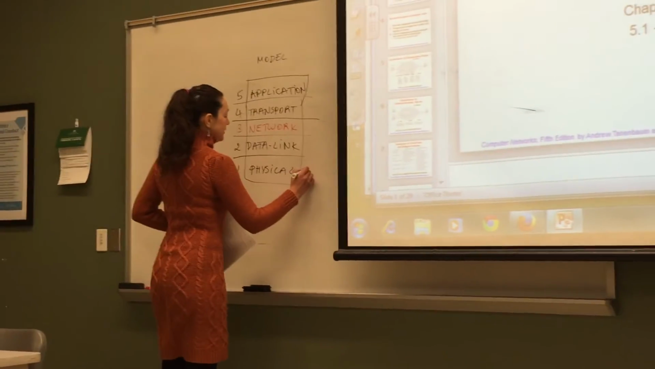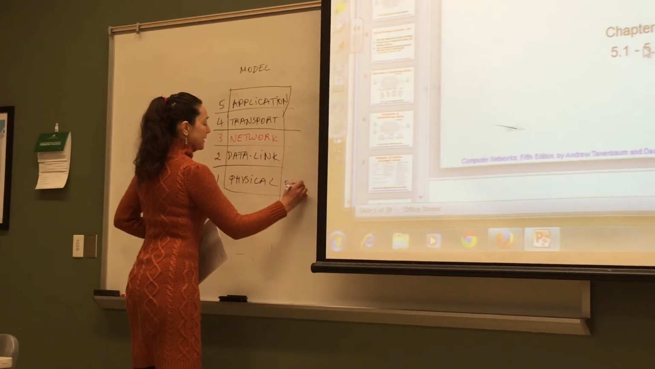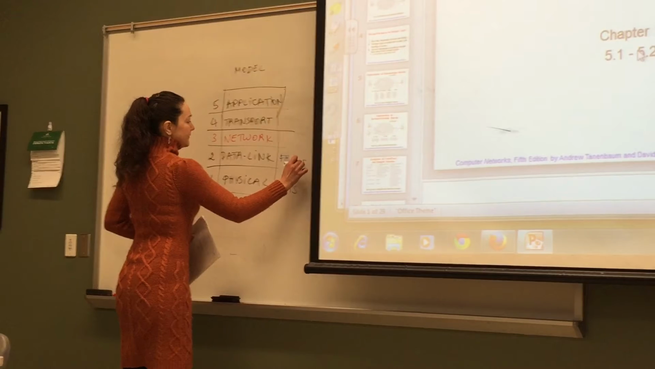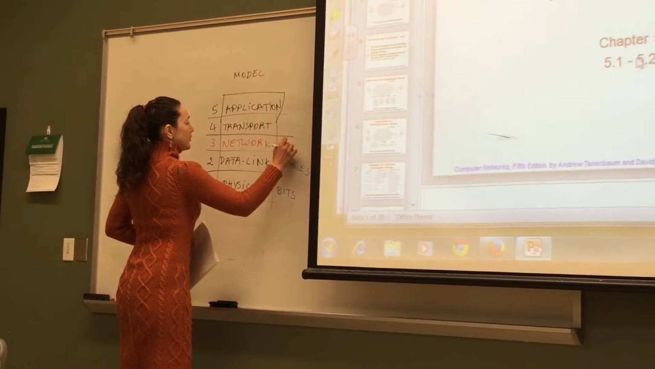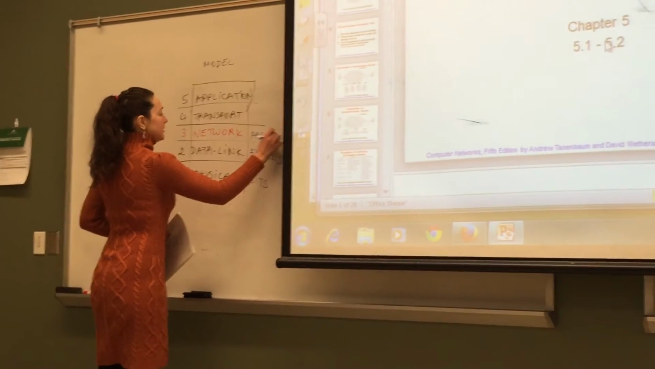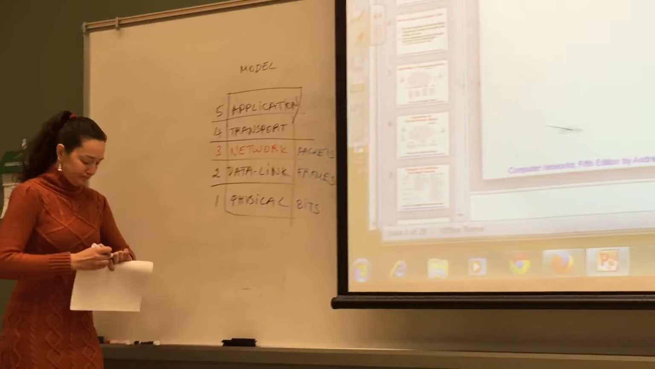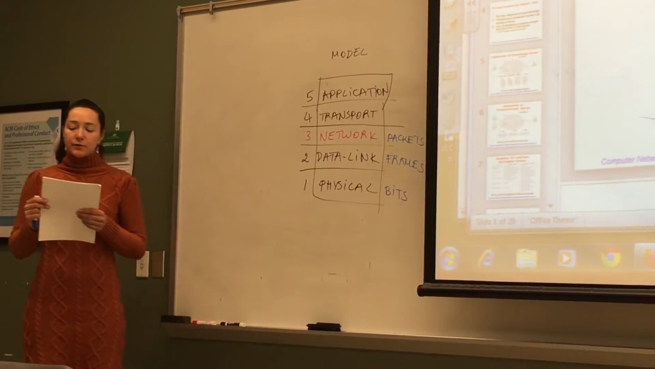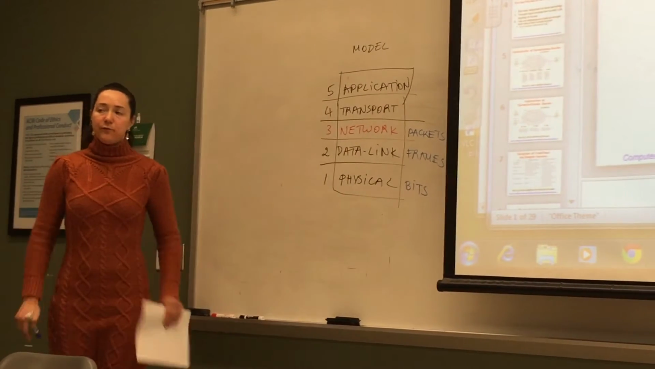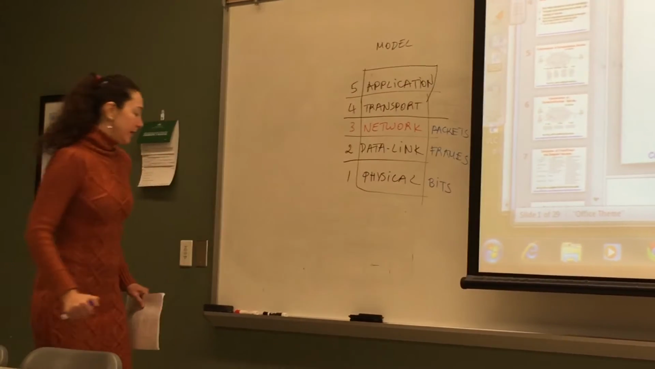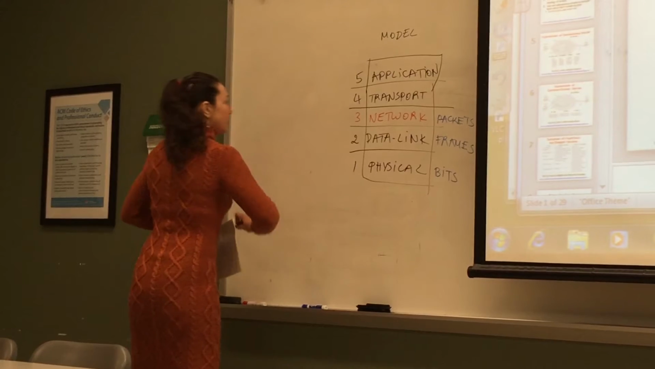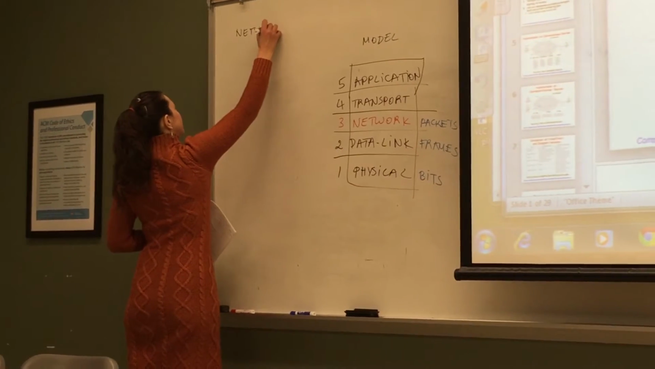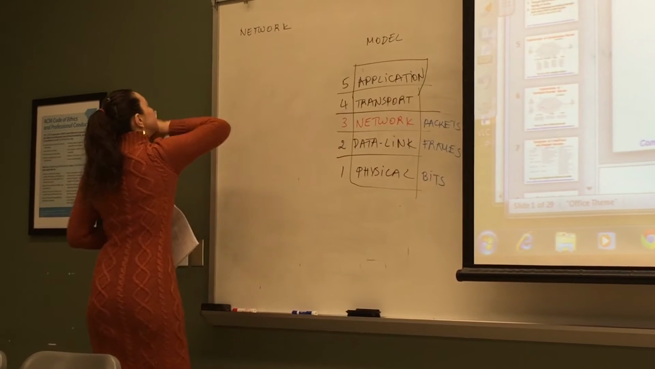So in the first layer we were just sending bits. In the second layer we're sending frames, and here the unit is called a packet. So the network layer is concerned with getting packets from the source all the way to the destination, no matter where this destination is in the world.